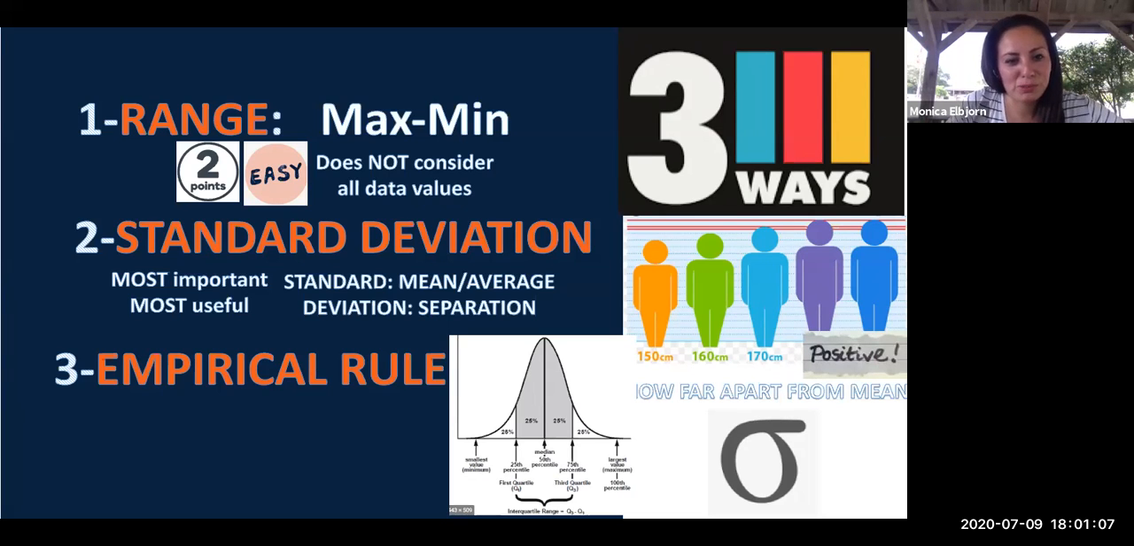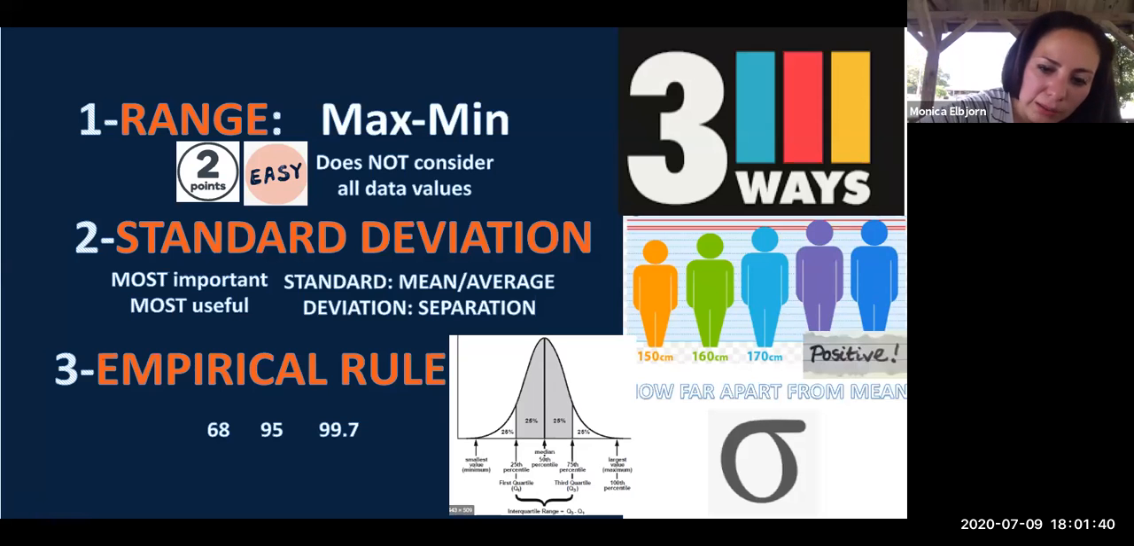I know it's getting confusing, but I'll explain this a lot further next class. But now we're going to go into the standard deviation. I just want you to know that the empirical rule gives you information whenever you have this graph. The empirical rule is 68%, 95%, and 99.7%. So 68% of your data will fall between the first 25 and the third 25.